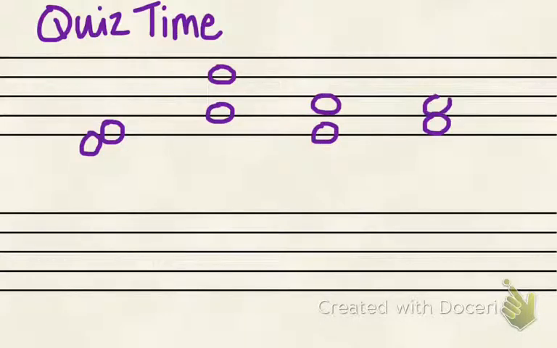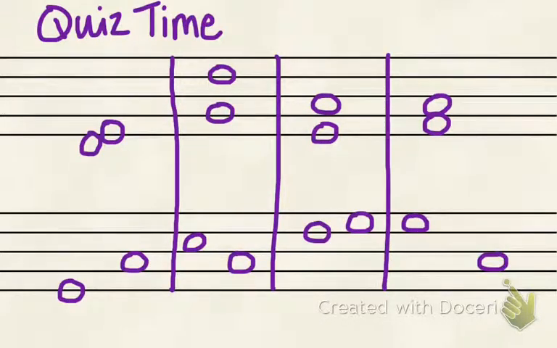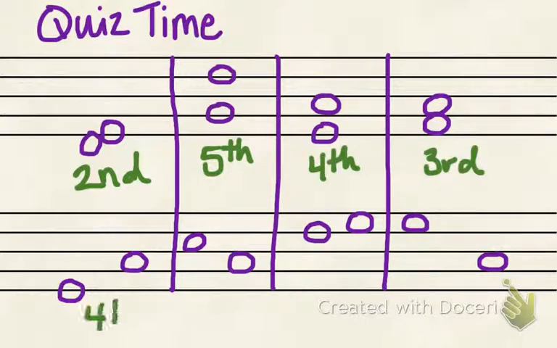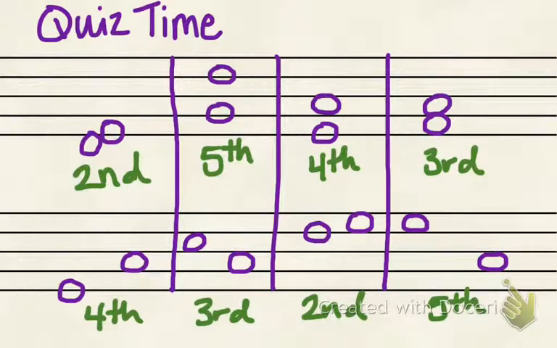Okay, quiz. You can pause the video here. I want you to take a second and identify each of these intervals. Okay, and these should have been your answers. Is treble clef or bass clef melodic? Which one is melodic? If you said bass clef, you were right. Remember, melodic is not played at the same time. That makes treble clef harmonic, played at the same time.